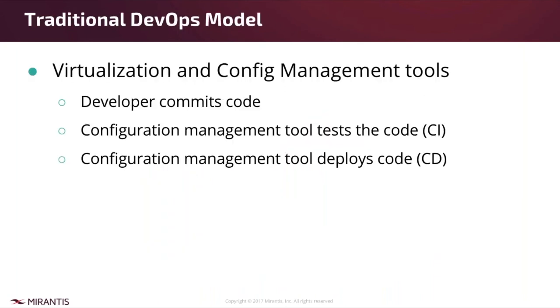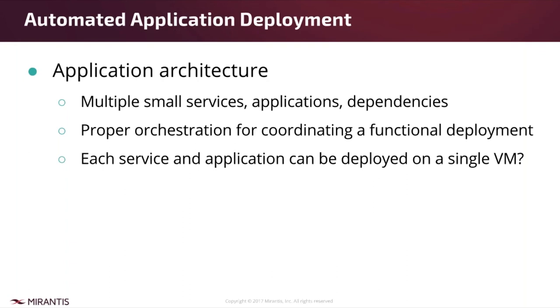So in a traditional DevOps model, you've had physical and virtualized environments and configuration management tools, which work together to produce a product. The developer would commit code to the repository. It may trigger some job in the config management tool. And then that tool integrates and tests the code, right? It's known as your continuous integration. And then that tool may also deploy the code somewhere in a production environment, let's say. This is known as your continuous deployment. And this worked fine, but there's a lot of overhead.